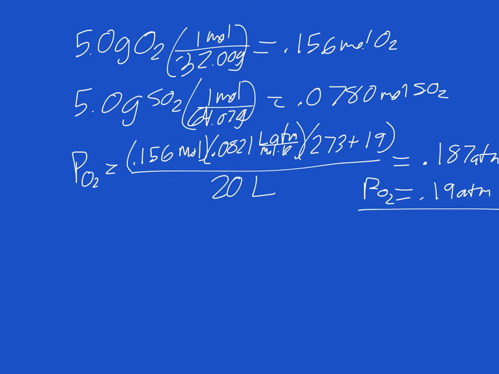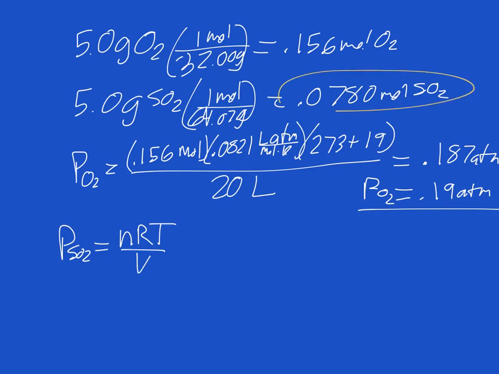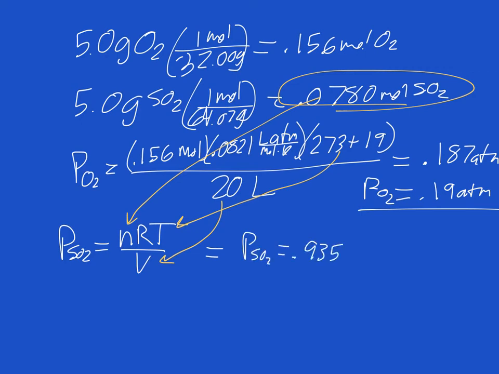For the SO2, we're going to do a similar thing. Right, we just again take nRT over V. In this case, we're going to use our moles of SO2 from up here. Okay, we know what R is. T is the same. V is the same as well. So this one is simply going to plug that through, and we are going to get that the partial pressure of SO2 is equal to 0.0935 atmospheres, which is going to be, with significant figures, equal to 0.094 atmospheres.